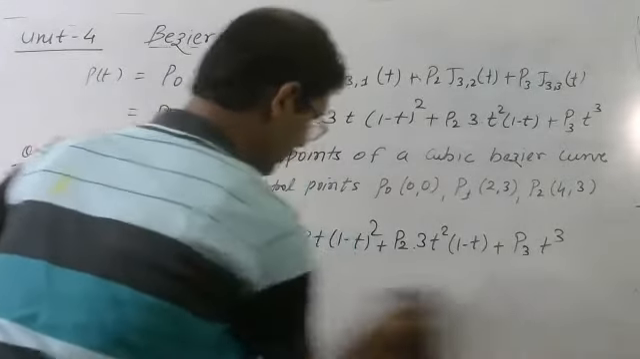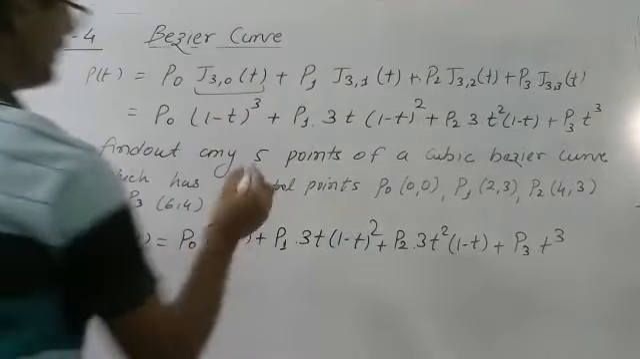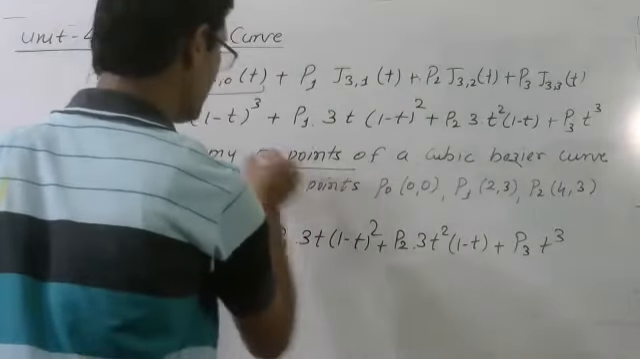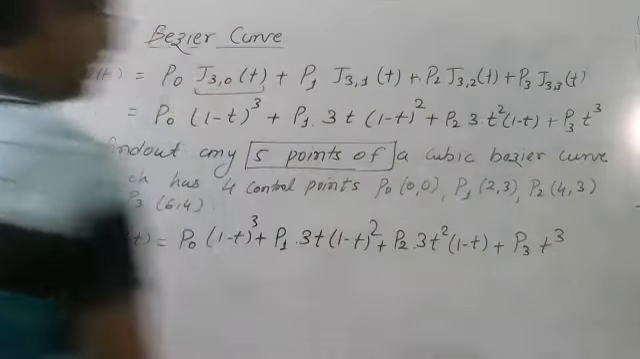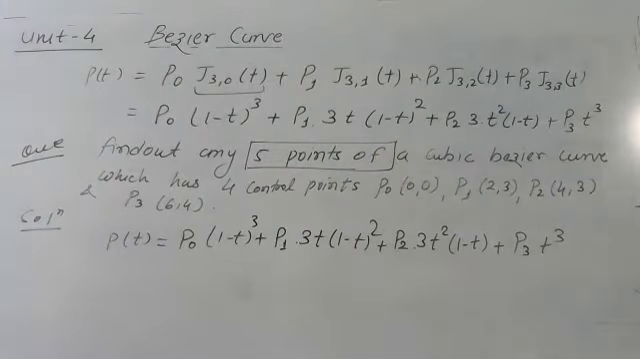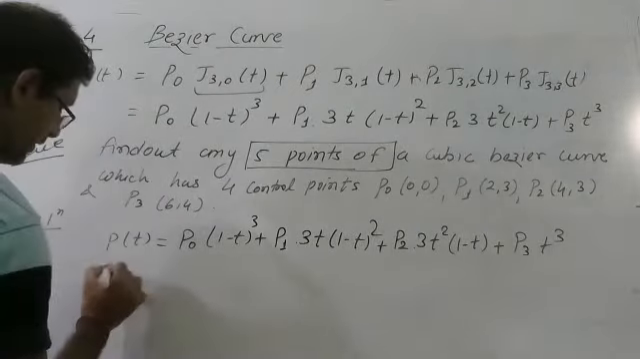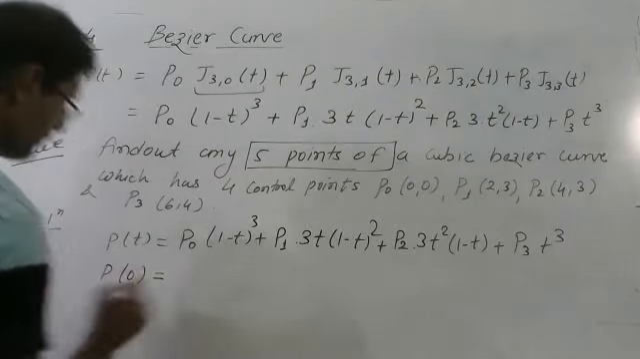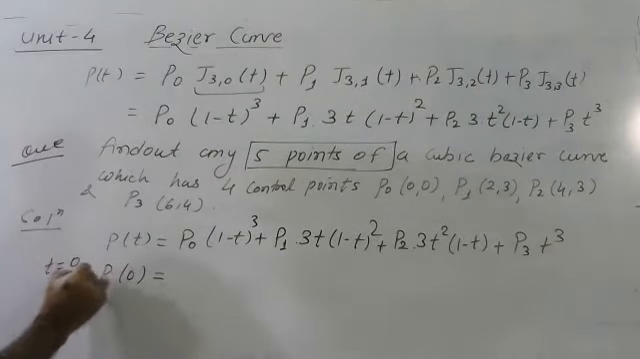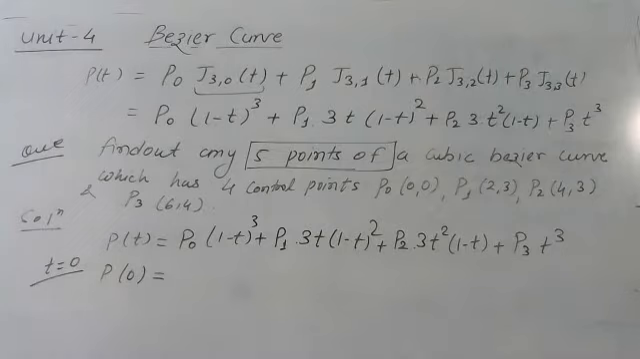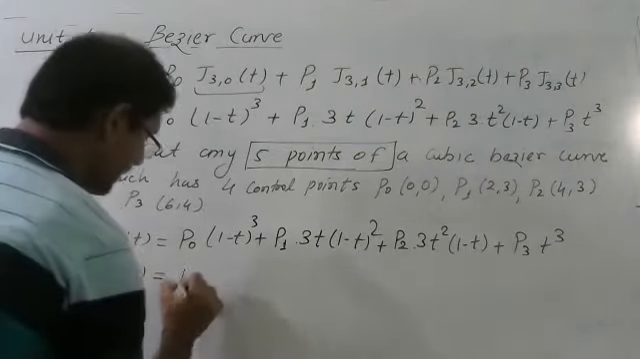How many values of t do we need to take? It is saying that you need to find 5 points on the curve. It means we need to take 5 different values of t, including 0 and 1. We can include 0 and 1 also. So I am starting with t equal to 0. First I am taking the first value of t, that is t equal to 0.